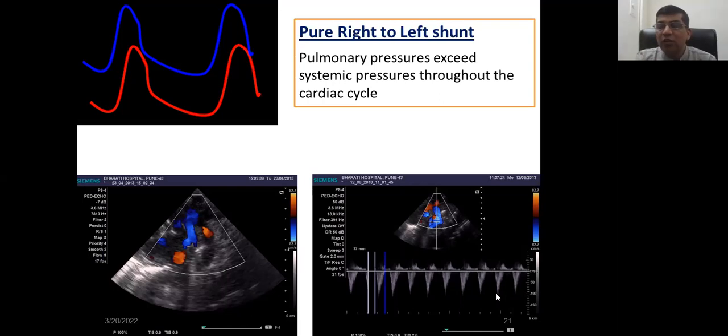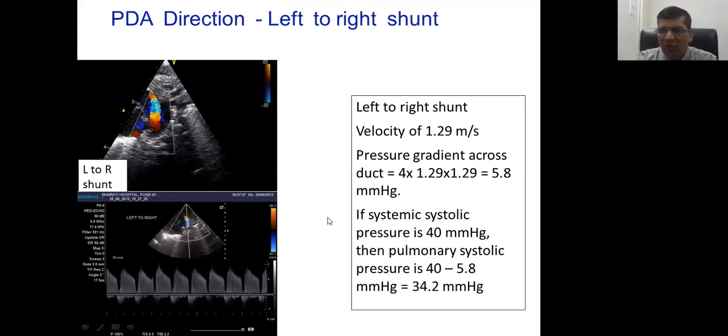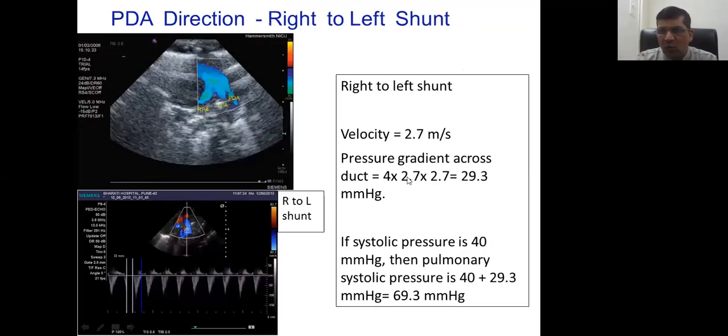So in this method also you get numbers. TR you got a number, PR you got a number, PDA you got a number. How to get the number? I told you, for bidirectional or right to left, measure the 4v square of the right to left component. Once you have that, this is an example of right to left. This is the velocity of right to left, 2.7. Velocity 4v square, that is your pressure, around 30. And I know the systolic pressure by measurement of cuff, 40 plus 30, 70 pressure I got in this baby.